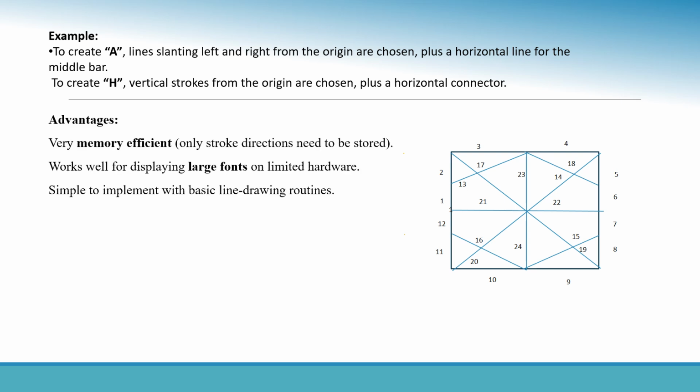Now what are the advantages of this starburst? It is very memory efficient. Why do we call it that? Because it uses strokes, only the stroke direction needs to be stored. It works well for displaying large fonts on limited hardware, and it is simple to implement with basic line draw routines.